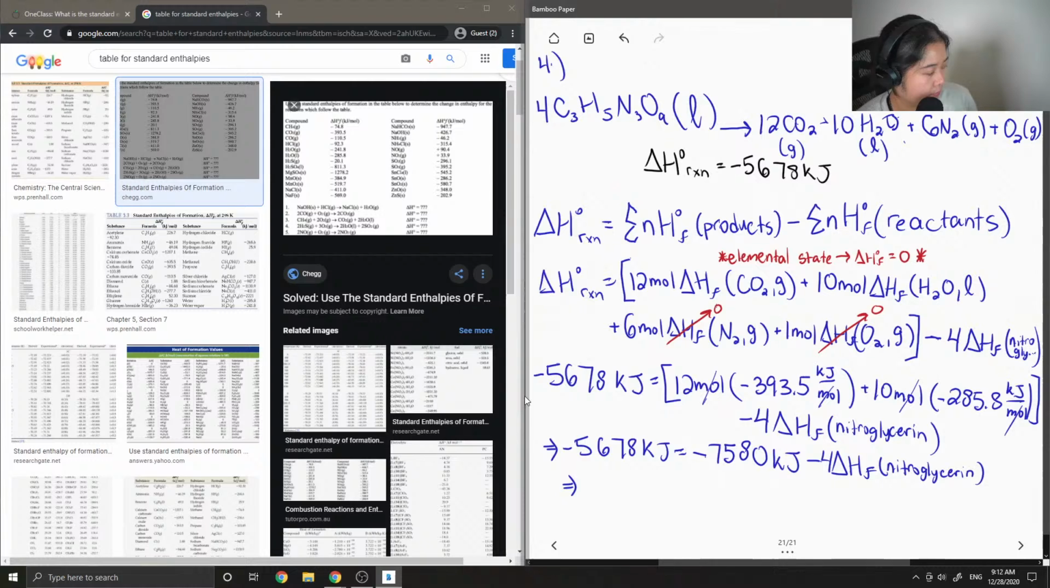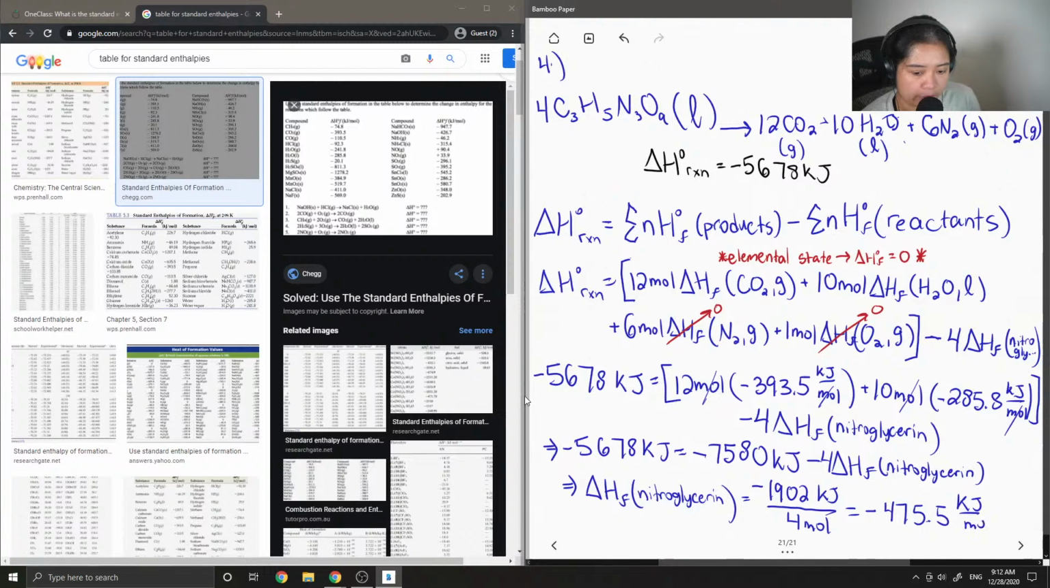And now this is equal to negative 1,902 divided by 4, which is equal to negative 475.5 kilojoules per mole.